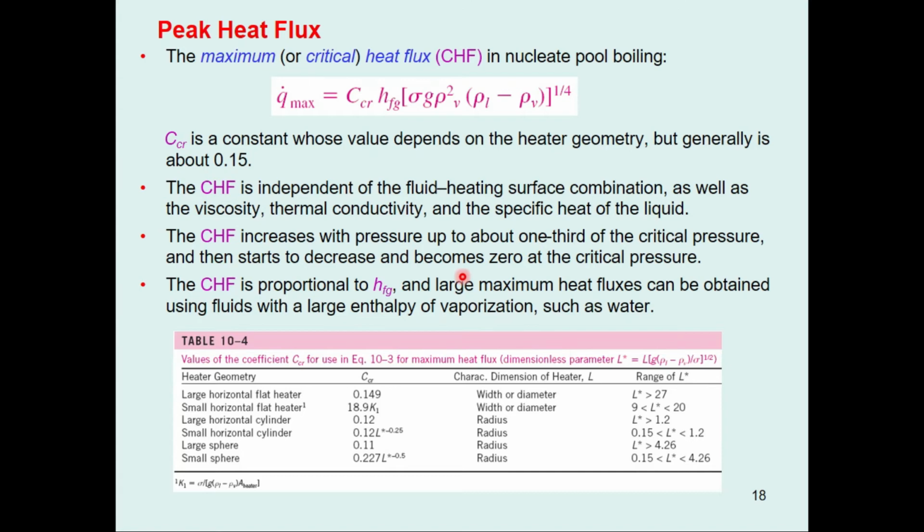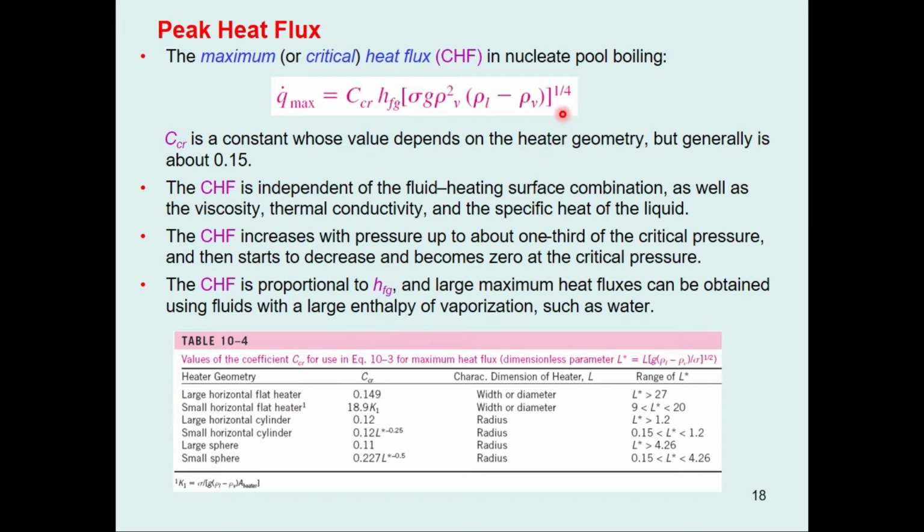After that, the nucleate boiling curve ends at point C, and point C is represented by the maximum or critical heat flux, CHF. The formula for the heat transfer rate at the critical heat flux, or the maximum heat flux, is given by this expression. Here, this C_r is a constant whose value depends upon the geometry, which is generally 0.15. For different geometries, the value of C_r is given over here, and you can use the values of this constant in this expression.